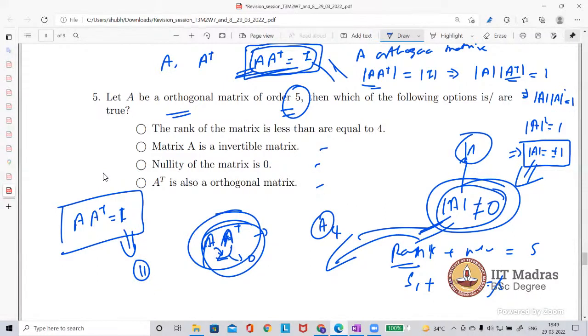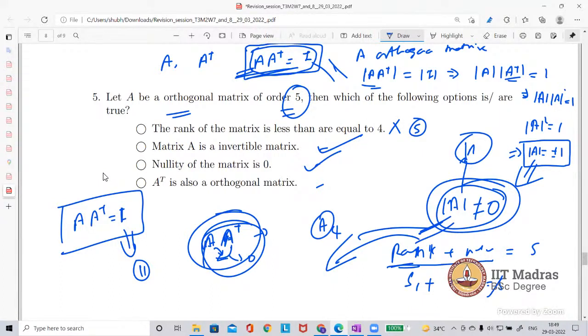The rank of the matrix is actually 5, right? So the rank is 5, so that's why that option is not true. Invertibility: as you got written, the determinant is plus or minus 1, so that means non-zero, so it will be invertible. Nullity: as we just calculated using the rank-nullity theorem of the matrix, we got 0.